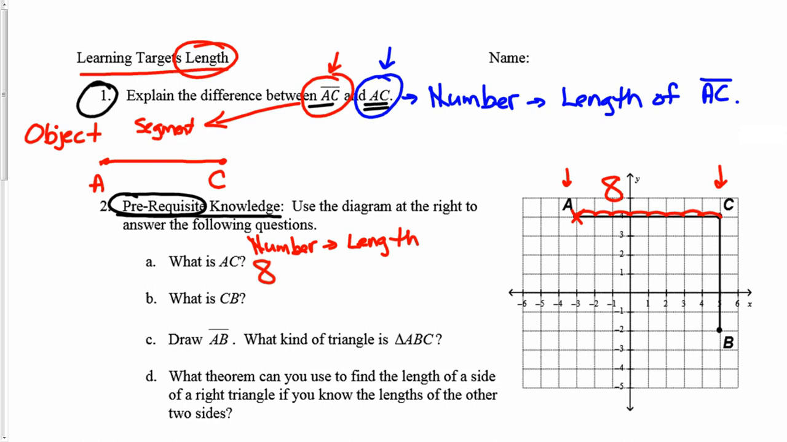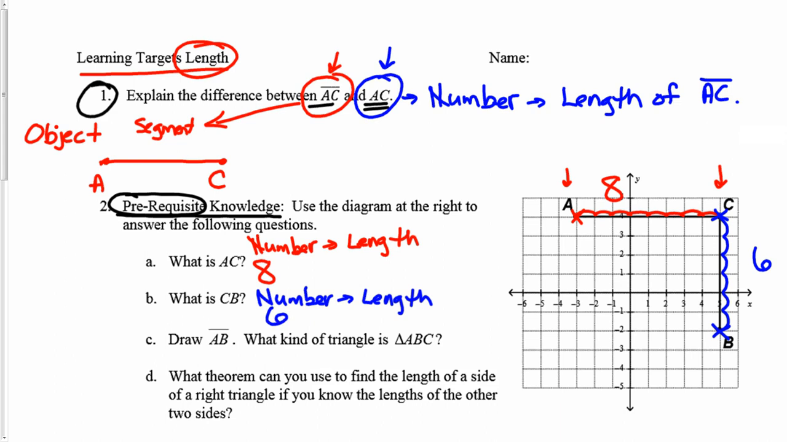Part B, what is CB? So again, this is looking for a number, and this number is going to represent the length. So I'm going to start at C, and I'm going to count until I get to B, and I would like for you to do that right now. So go ahead and count the length of CB. When I counted this length, I got 6. So that length is 6.